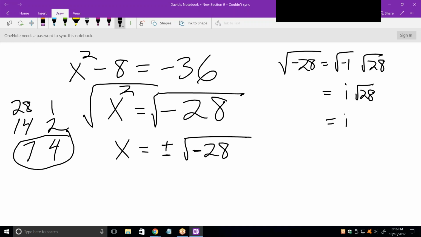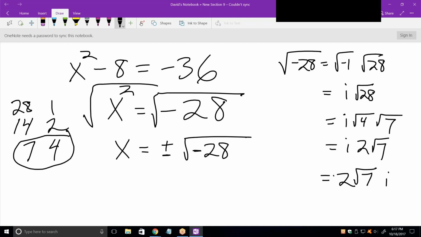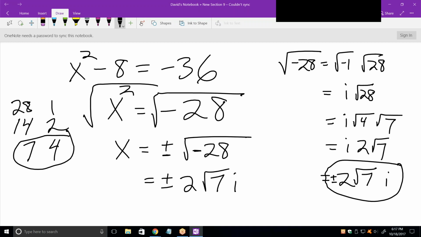So this becomes i times the square root of 4 times the square root of 7, which becomes i times 2 times root 7. And the best way to write that is 2 root 7 times i. And don't forget the plus or minus in front. So there's my answer. Plus or minus 2 root 7 i. It's a little odd. The final answer almost is in the exact opposite order of the way you end up doing it.